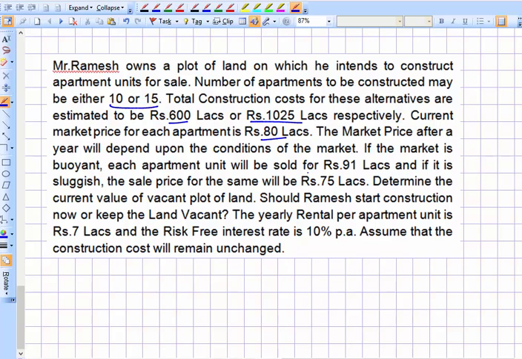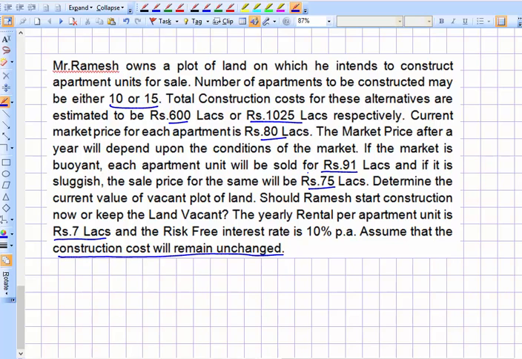If the market is buoyant, each apartment will be sold for 91 lakhs, and if it is sluggish, the sale price for the same will be 75 lakhs. Determine the current value of vacant plot of land. Should Ramesh start construction now or keep the land vacant? The yearly rental per apartment unit is 7 lakhs and the risk-free interest rate is 10%. Assume that the construction cost will remain unchanged.